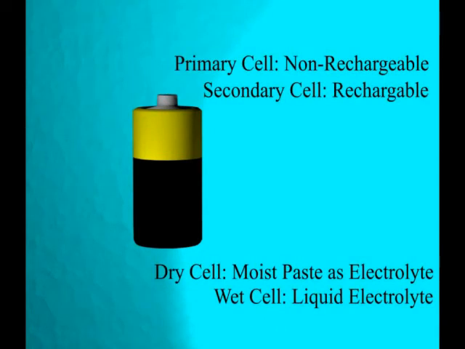When describing battery cells, the term primary is used to indicate the cell is not rechargeable. The term secondary refers to a cell that is able to be recharged. The term dry cell refers to a battery containing a moist paste as an electrolyte. Likewise, the term wet cell refers to a battery that has a liquid electrolyte.